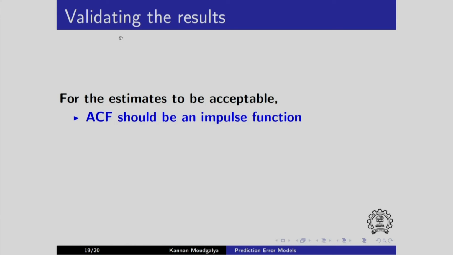Of course, we need to validate the results. For the estimates to be acceptable, the ACF, the autocovariance function, should be an impulse function. Moreover, the CCF, the cross covariance function, should be 0. That is shown in the next page.